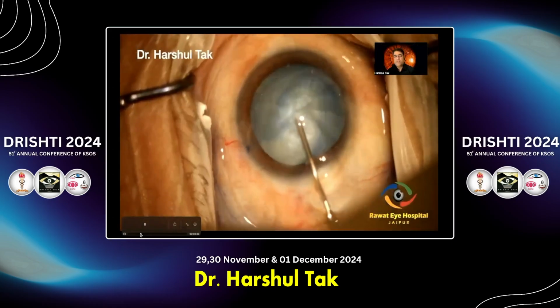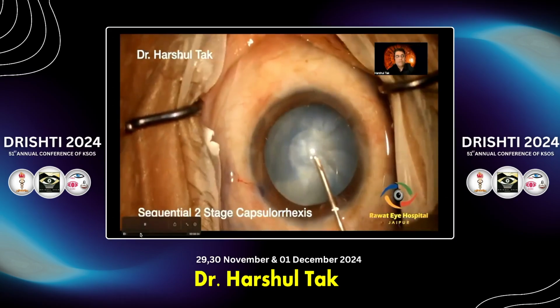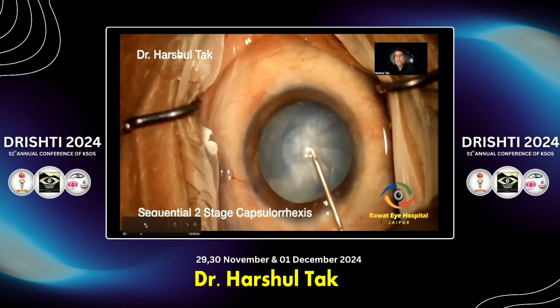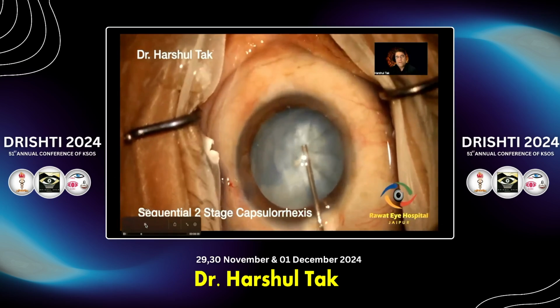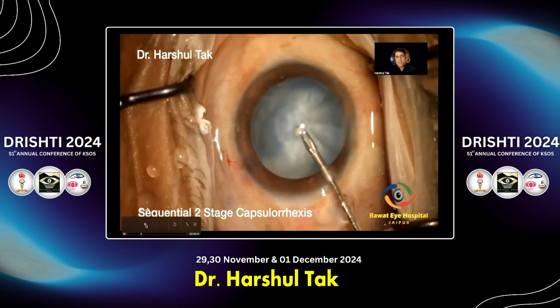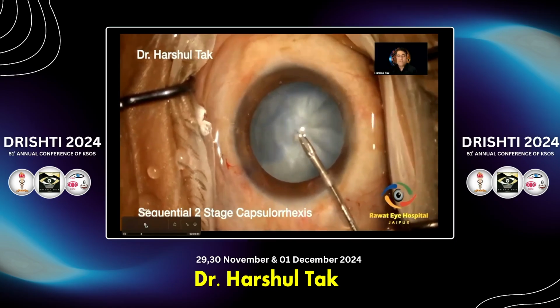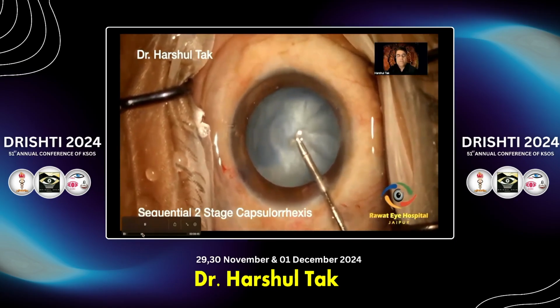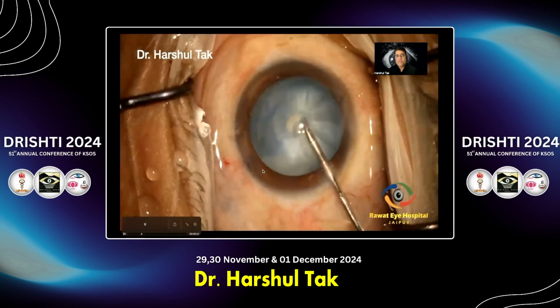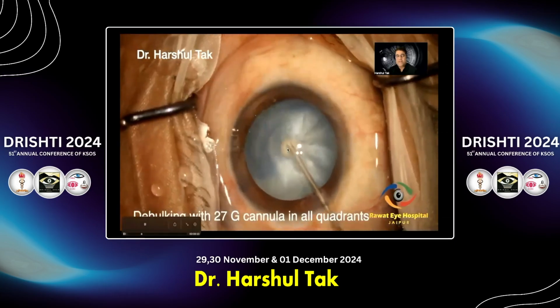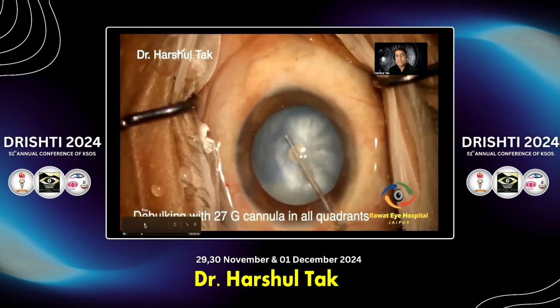So after staining the anterior capsule, we go ahead and use high molecular weight OVD and use a technique which I call sequential two-stage capsulorhexis. Here I make a very small curvilinear cut in the anterior capsule using a cystitome, put OVD in front of it again, and use a microcapsulorhexis forceps to make a very small opening in the center of the anterior capsule. This central area is the safest area where you can make a small capsulorhexis.